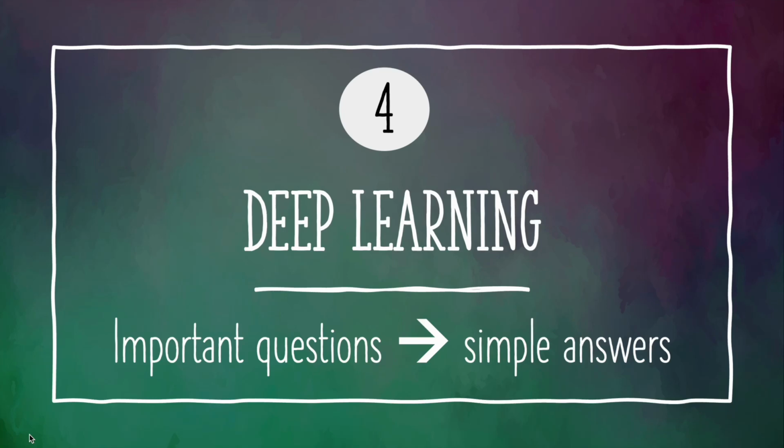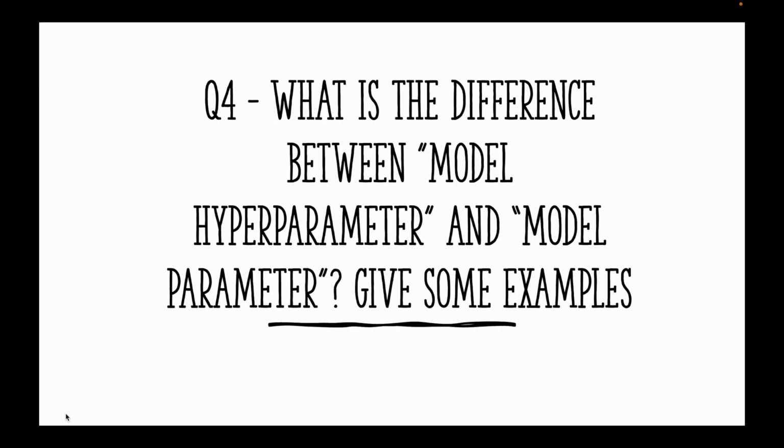Hello everyone, this is question 4. Important questions, simple answers about deep learning. So the question is, what is the difference between model hyperparameter and parameter? And give some examples.